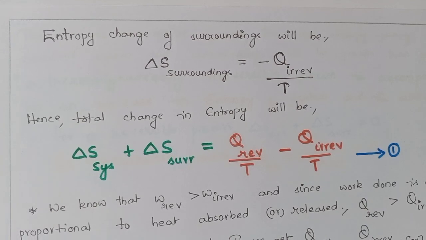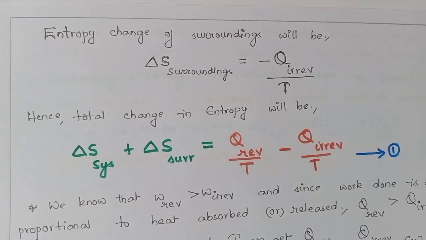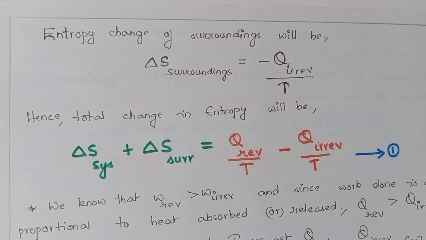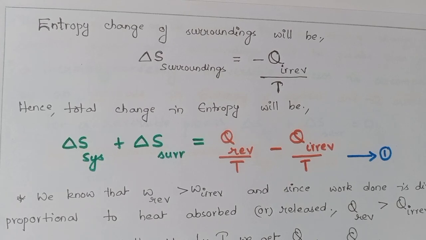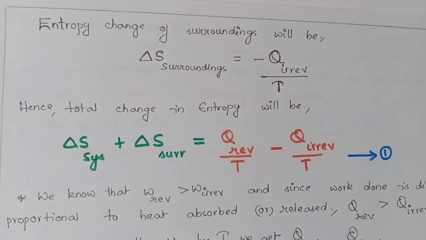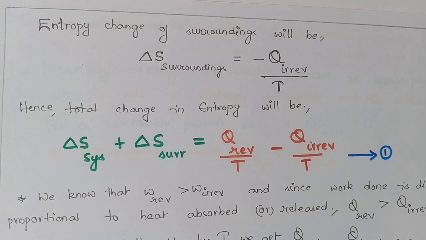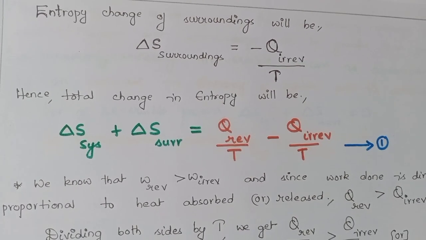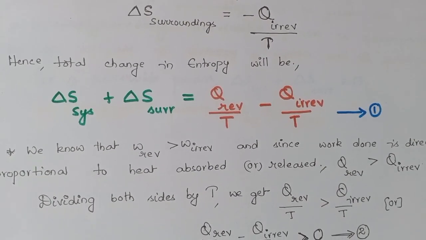Now, total change in entropy, you have delta S system, delta S surroundings. So this you can do on your own. Hence, total change in entropy will be delta S system plus delta S surroundings, which is equal to, don't simply copy down, try to understand and write. Delta S system is Q reversible by T, delta S surroundings is minus Q irreversible by T. Mark this as equation number 1. Here we cannot cancel it because one is Q reversible, the other is Q irreversible. So what to do now?